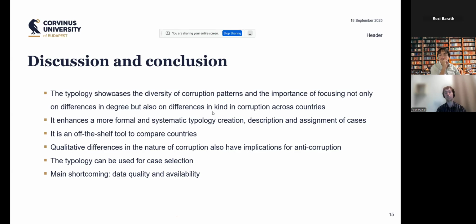shortcoming of the article, there are others too, of course, but the main shortcoming is data quality and availability. So if we had more data for more countries and especially better quality data, then probably this classification would be significantly improved. If we had data for longer time periods, we could also make temporal comparisons, which could be very interesting to see how certain countries transform from one ideal type to another. We couldn't do this because for all data sources we used, there was a very limited intersection, so we couldn't really do temporal analysis.